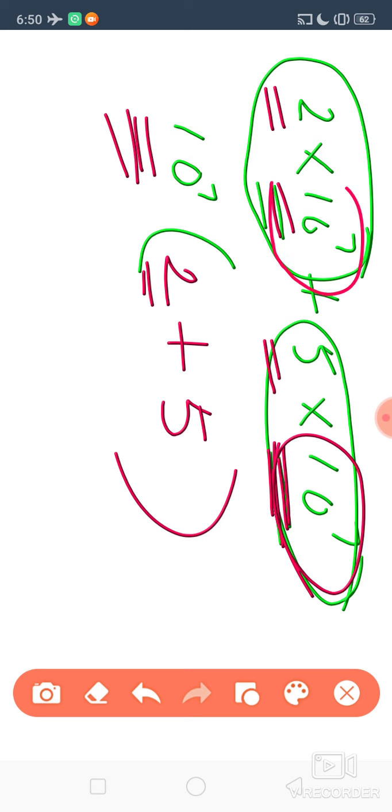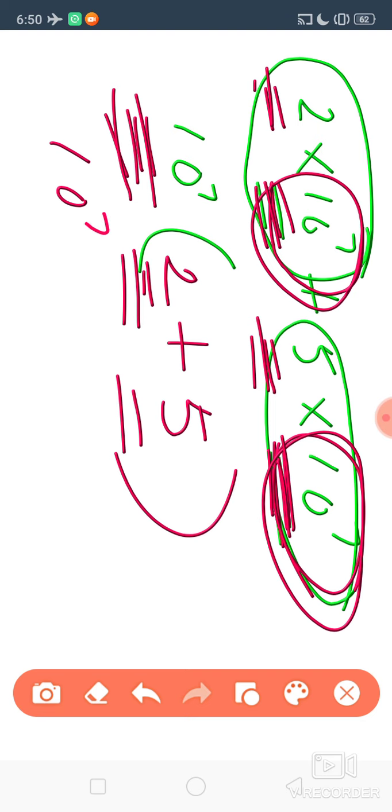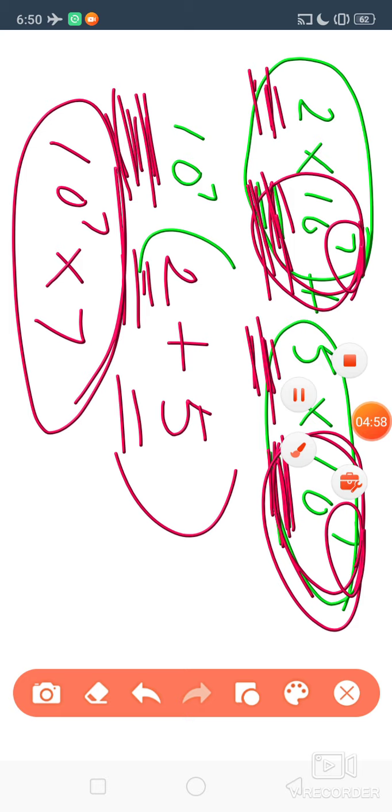We have taken 10 to the power 7 common, and inside we have written 2 and 5. So overall, what will we get? 10 to the power 7 into how much? 2 plus 5 is 7. So we get 7 into 10 to the power 7. So if the exponent is the same, then we can take it outside, and the rest is according to the process.